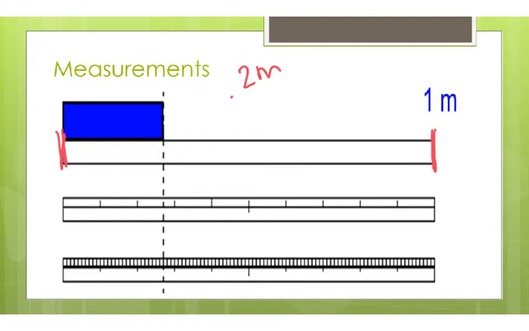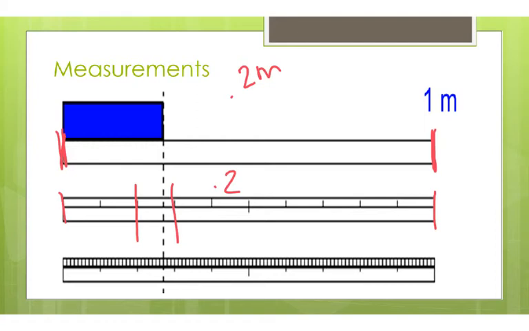Let's take a look at the length of the blue object using the second meter stick. The second meter stick has the 0 and the 1, just like the first one, but you can also see that the meter stick is divided into 10 equal parts. So now, we can see for certain that the blue object is in between the 0.2 mark and the 0.3 mark. So when we write 0.2, we're actually certain that it is 0.2 something.